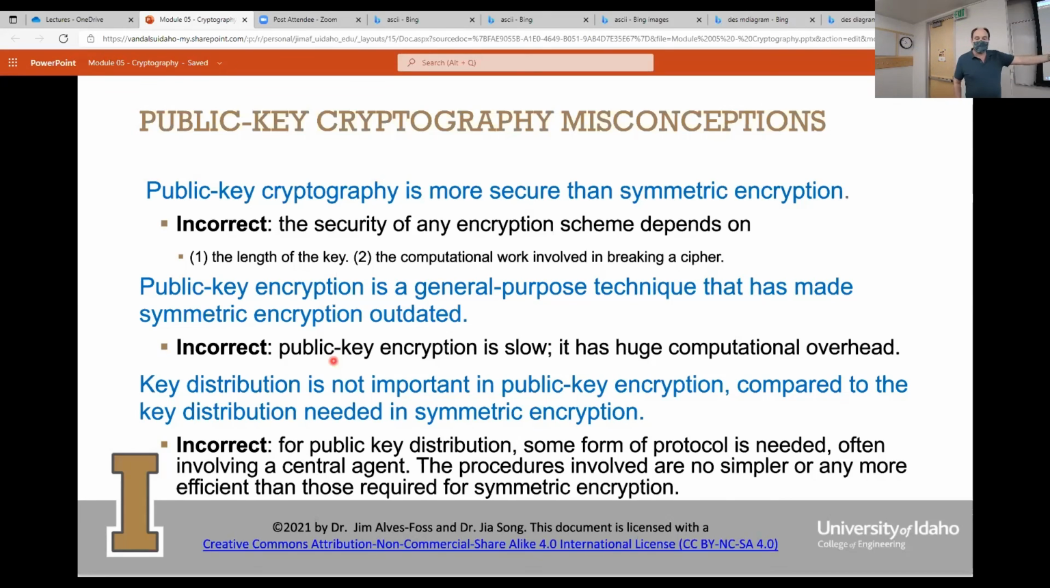Key distribution is not a problem for public key the way it is for symmetric keys. I just mentioned it's easy to put out the public key. But how do you know I'm the one who put out my public key? Maybe someone else put out a public key claiming to be me. How do you know what's really me? We still have to fix that problem, but we'll get to that.